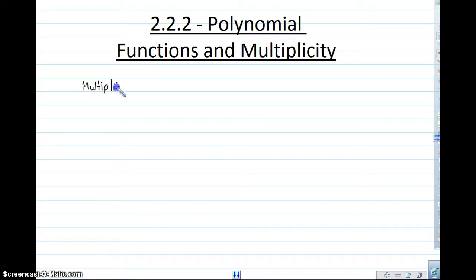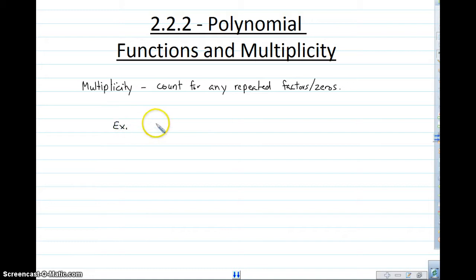Multiplicity. So it's basically a count for any repeated factors or zeros. And in the classwork that we were doing today, you probably noticed that there were several of the polynomials that had repeated factors or zeros. And so I'm just going to give you a couple examples and show you how to describe the multiplicity.